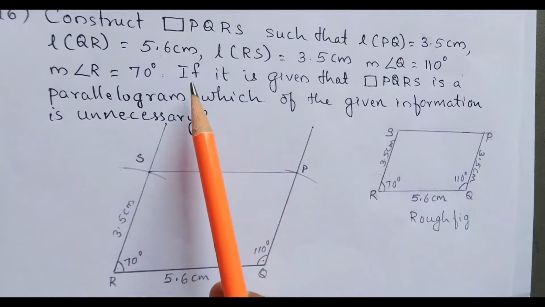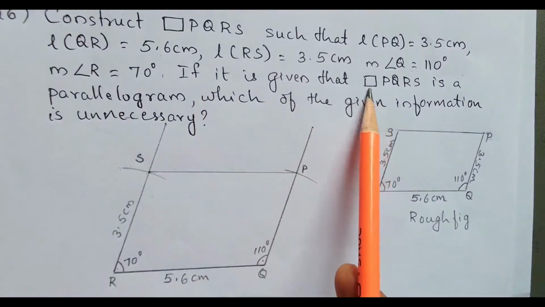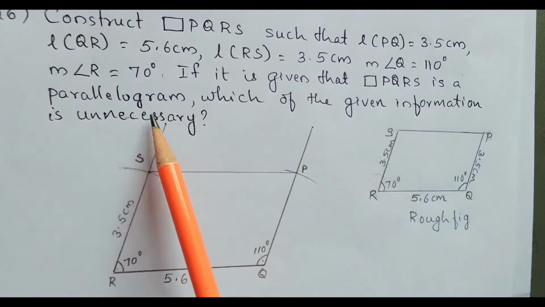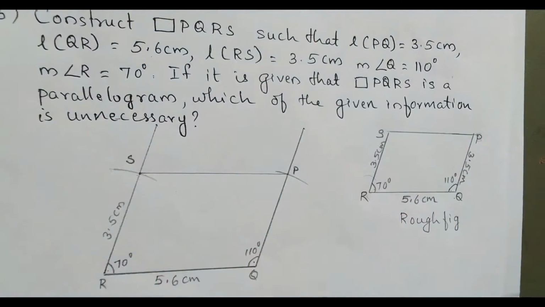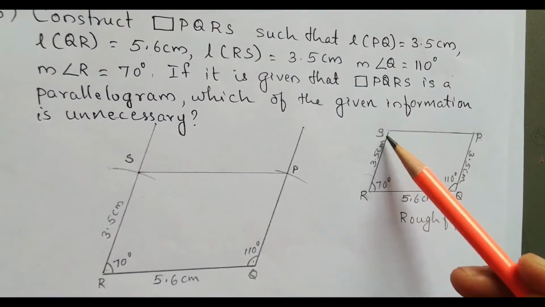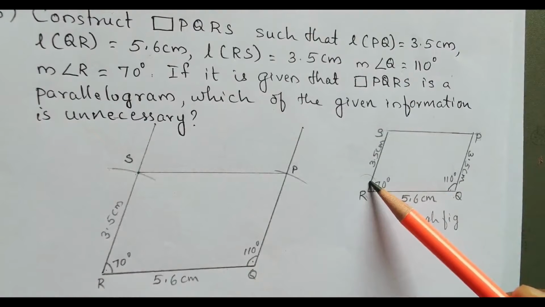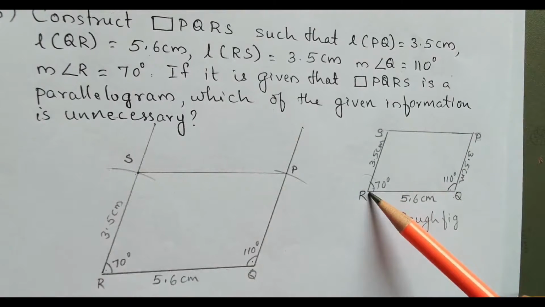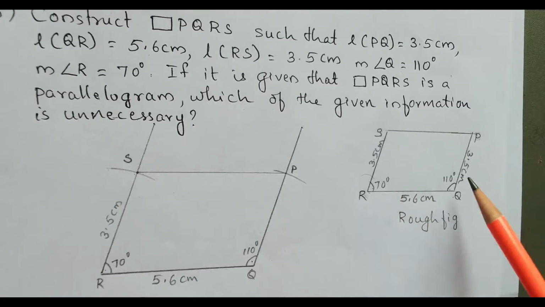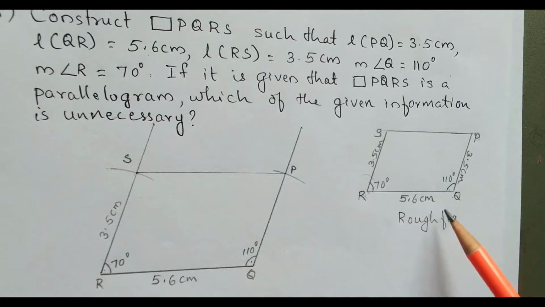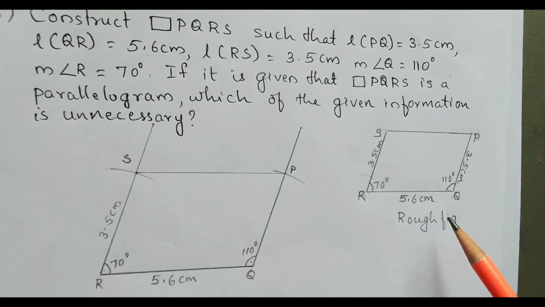The second part of the question is, if it is given that quadrilateral PQRS is a parallelogram, which of the given information is unnecessary? So the information that RS is 3.5 centimeters and measure angle R is 70 degrees are unnecessary. With the other information, we could construct the quadrilateral.